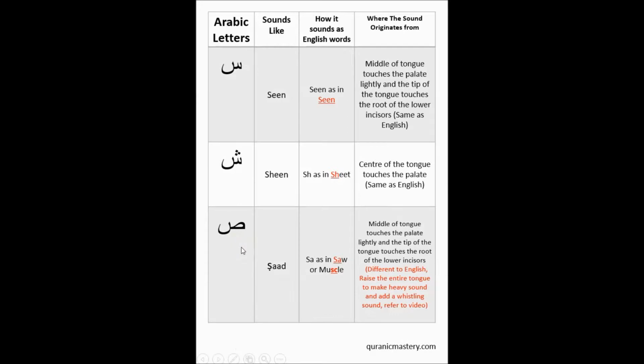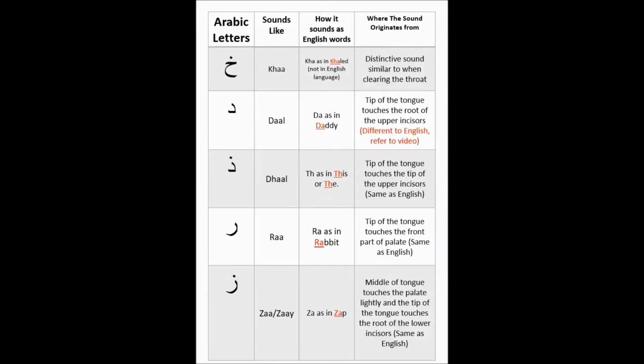The next letter we are going to do is Sad. Sad is a special letter. It's similar to Seen, similar to S for example. However, it's a heavy sound. Now we've already gone through one heavy sound, and that's Kha. Kha is a heavy letter, and Sad is also a heavy letter. Let me just go back to the Kha. This Kha over here is a heavy letter.